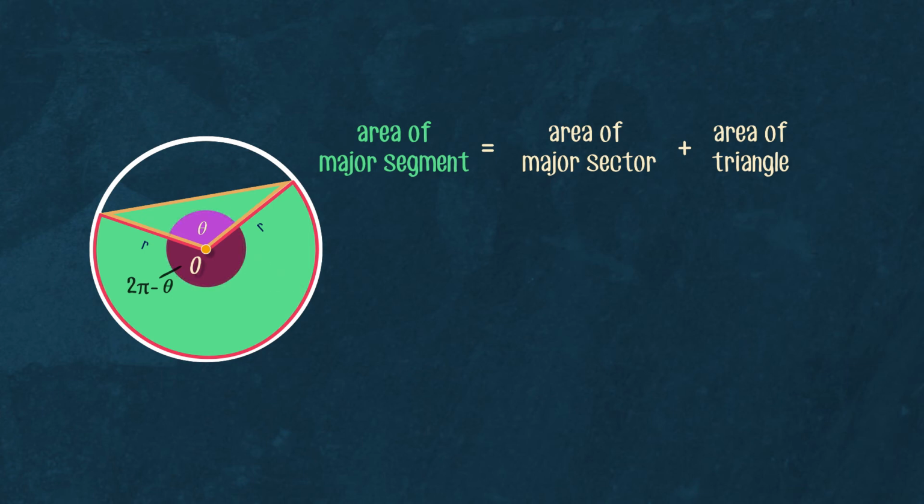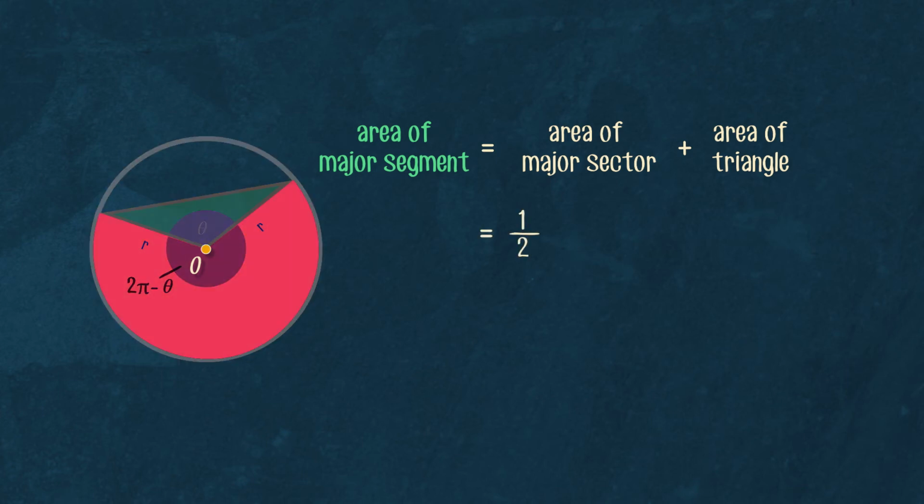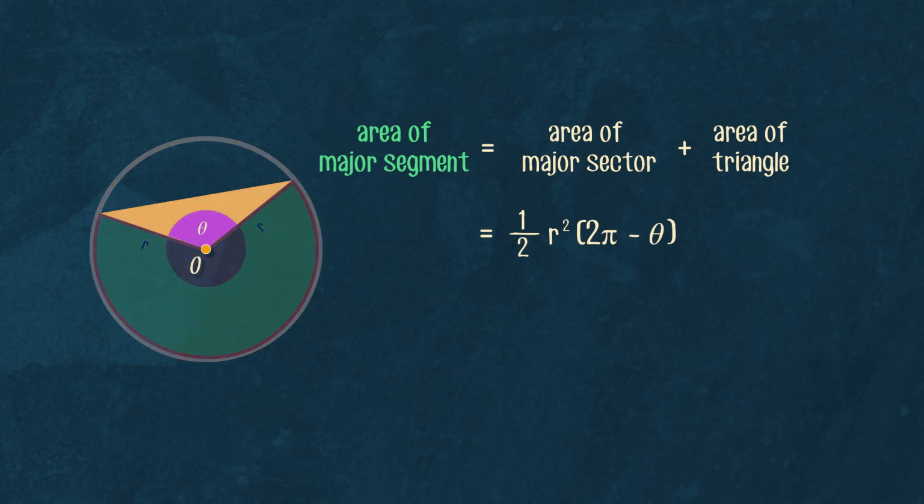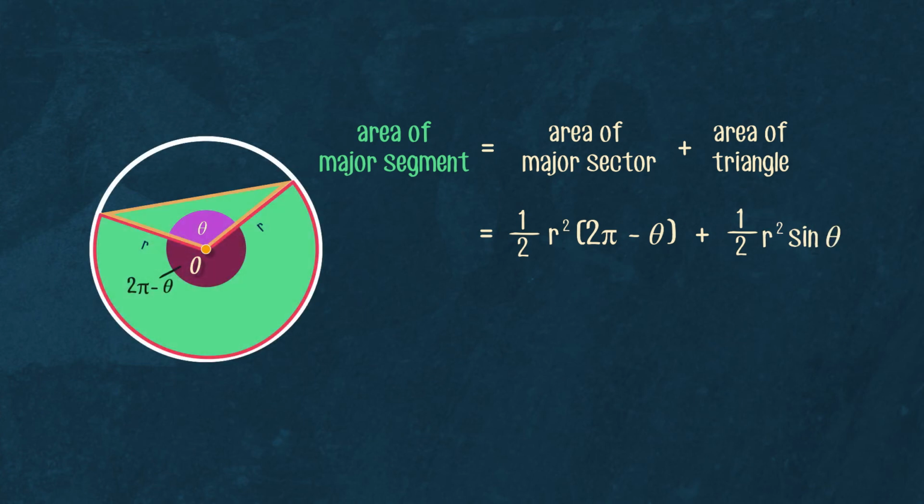And the area of the sector is given by half radius squared times (2 pi minus theta). Next, we can find the area of this triangle using this formula. Hence, the area of this major segment is given by this formula. We can now use this formula to find the area of any major segment in a circle.